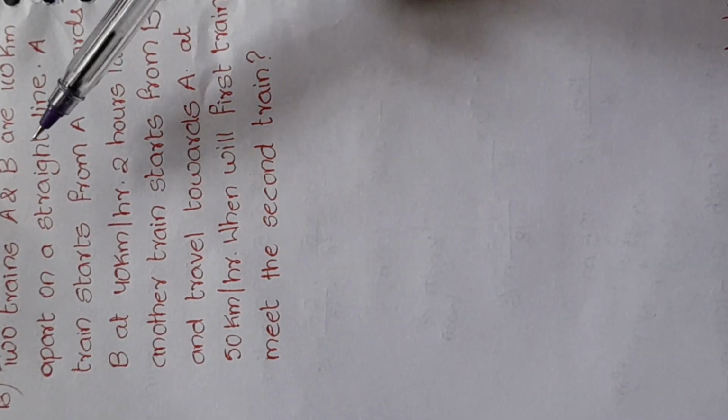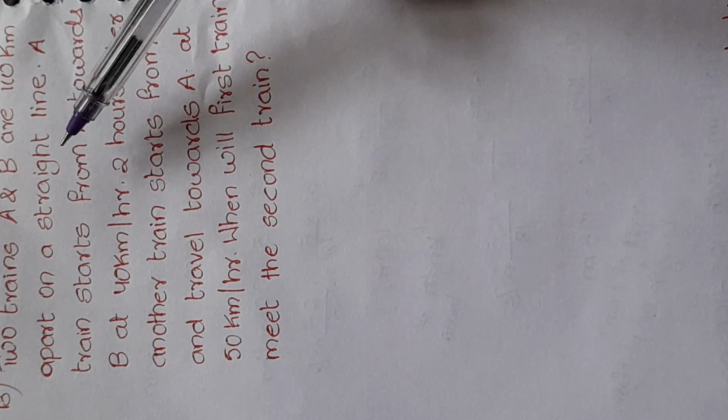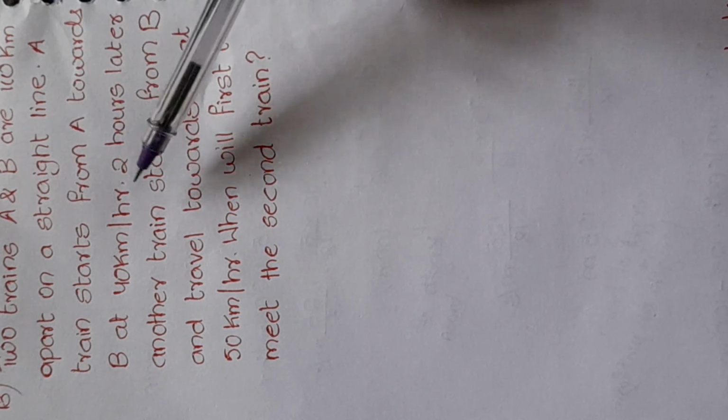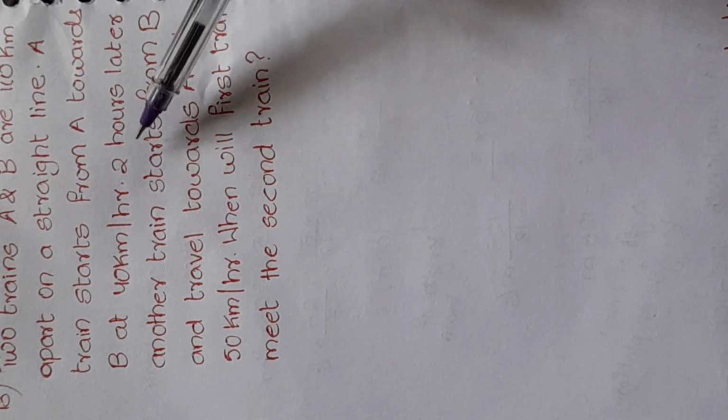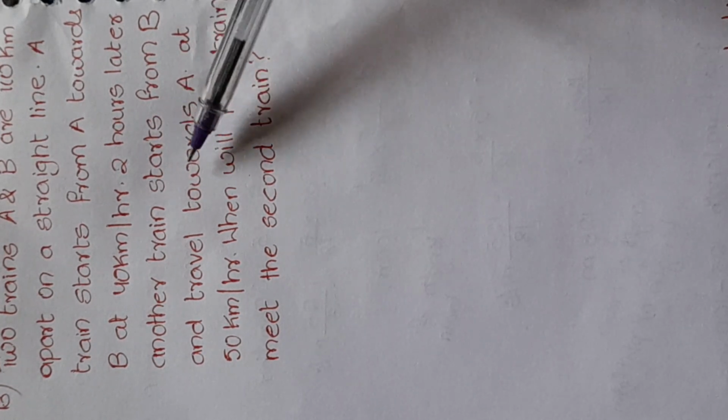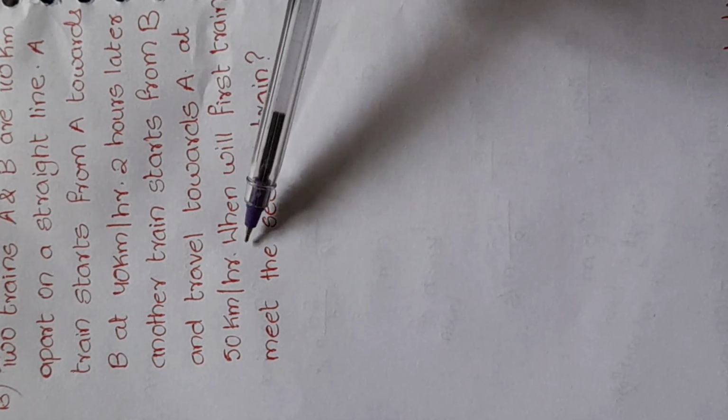Question number 13. Two trains A and B are 110 kilometers apart on a straight line. A train starts from A towards B at 40 kilometers per hour speed. After 2 hours, another train starts from B and travels towards A at a speed of 50 kilometers per hour. When will the first train meet the second train?